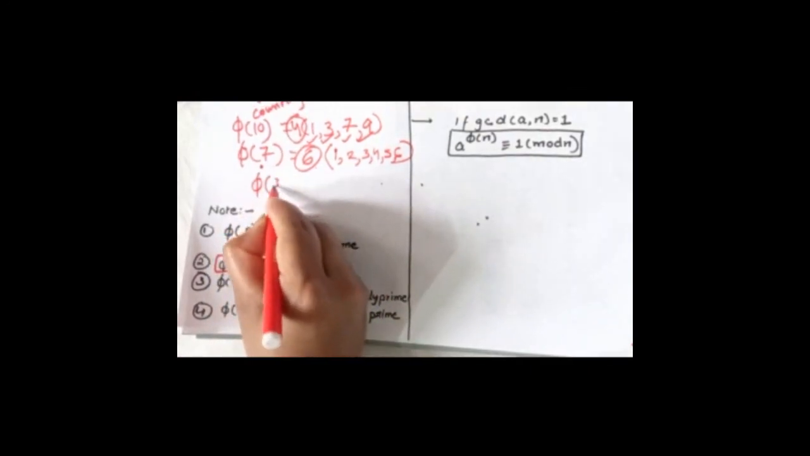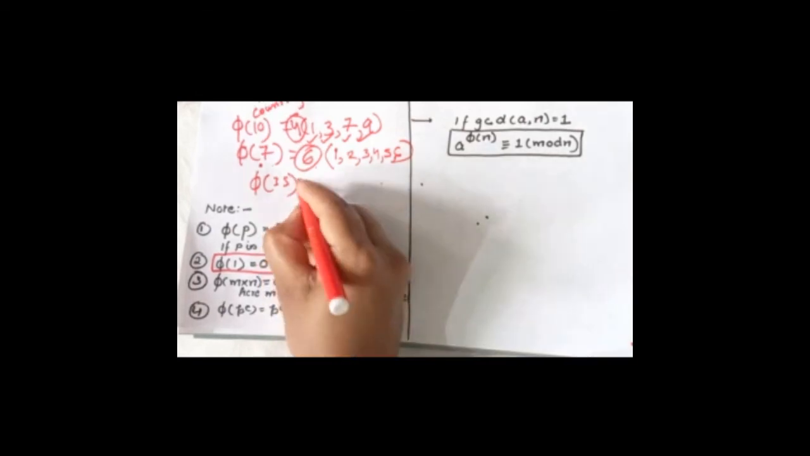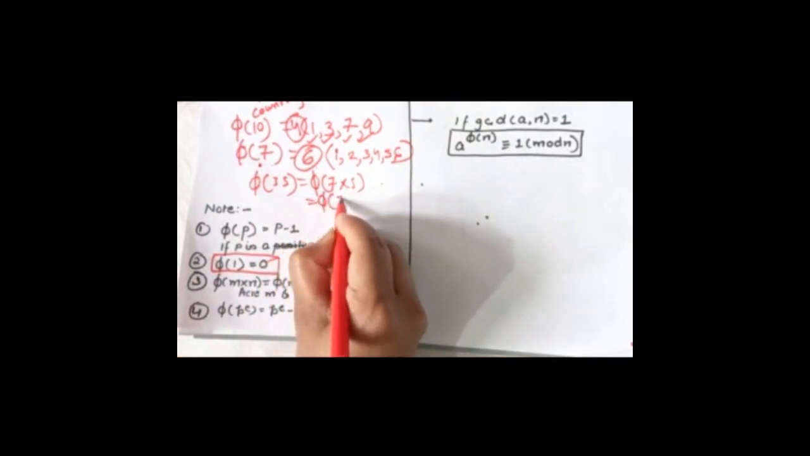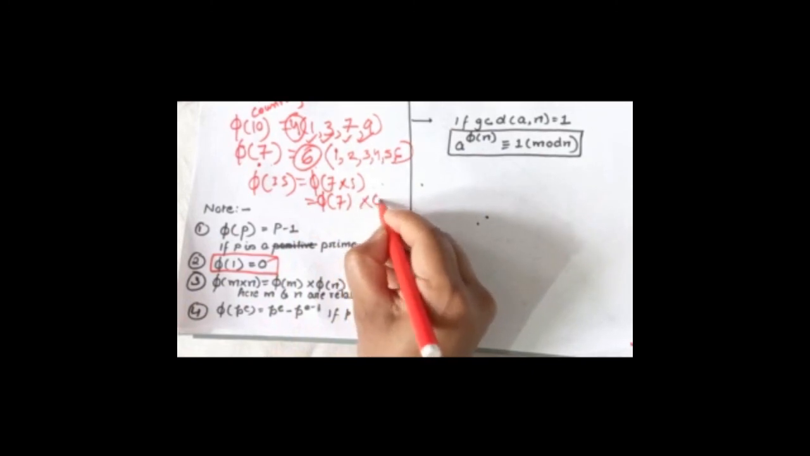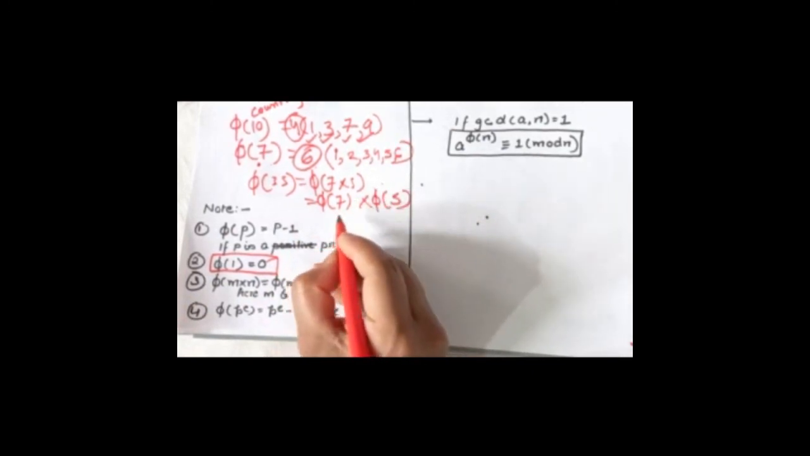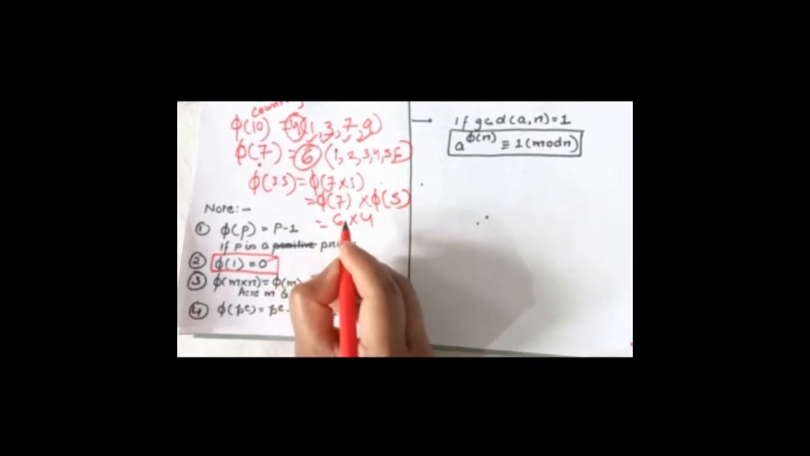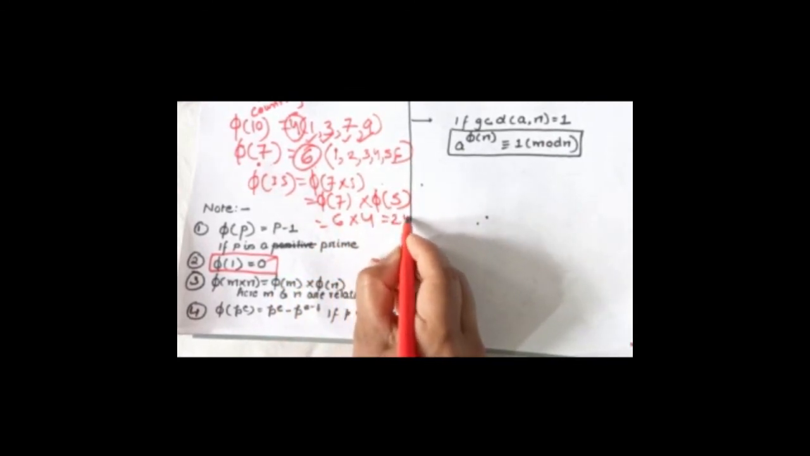I can also take up an example for this. For example, phi 35. Can you factorize this into prime factors? Yes, you can. That is 7 and 5. So phi of 7 into 5, you can write this as phi 7 into phi 5. The value for phi 7 is 6 and the value for phi 5 is 4. So 6 into 4 is going to give me 24. So phi 35 is going to be 24. This is the third property here.